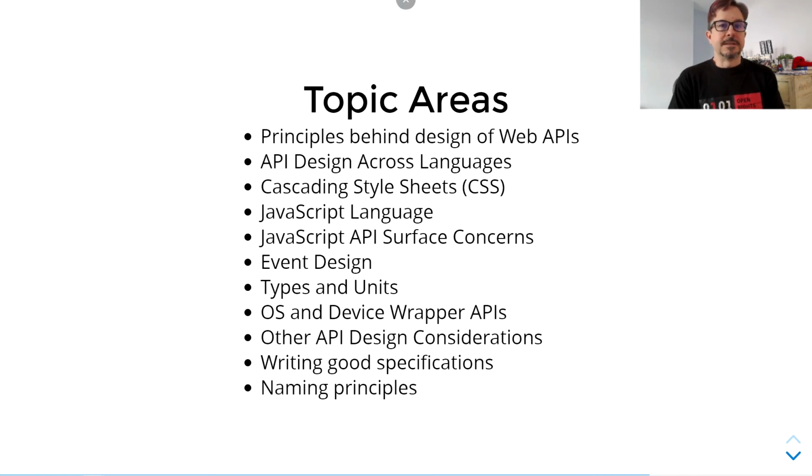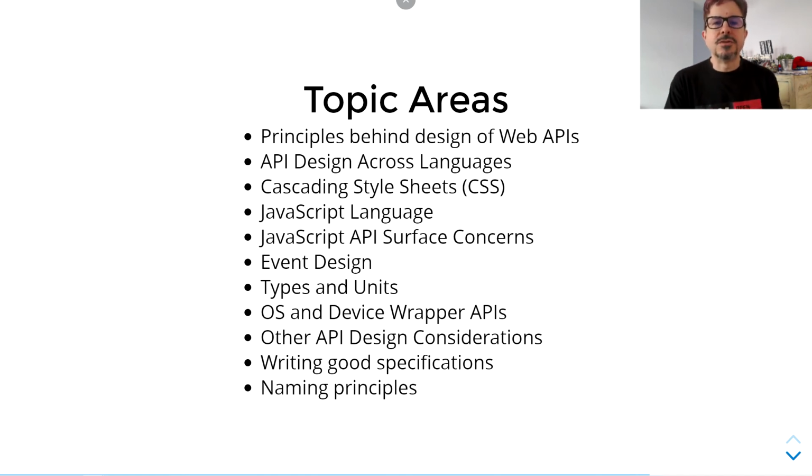The topic areas are many. They range from basic principles behind the design of web APIs, to CSS, to API designs across languages, JavaScript language, event design, types and units, principles around operating system and device wrapper APIs, other API design considerations, and general writing guidelines, writing good specifications, and how to name things. So we haven't left the single hardest problem in computer science out.